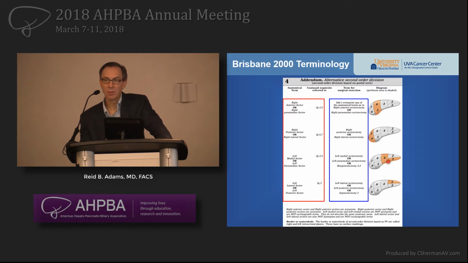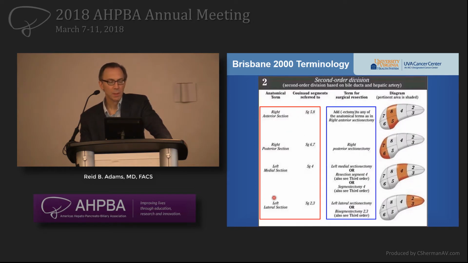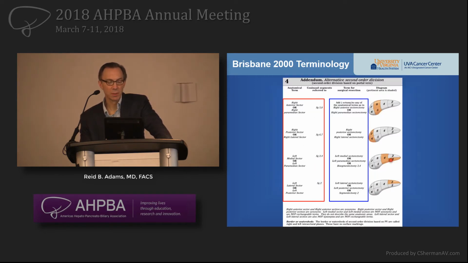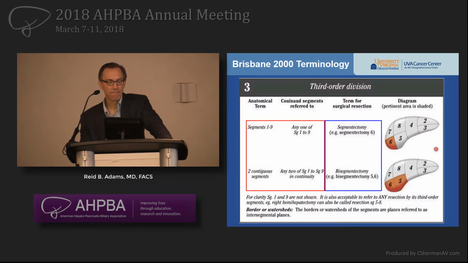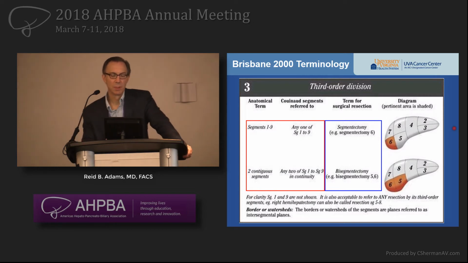The left medial sector is not the same as the left medial section here, which is segment 4. You can see that the left medial sector includes segments 3 and 4, and the left lateral sector is segment 2 only. And then finally, the third order divisions is what everybody knows as segments, and that's shown here. And again, the terminology is single is a segmentectomy, 2 is a bisegmentectomy.